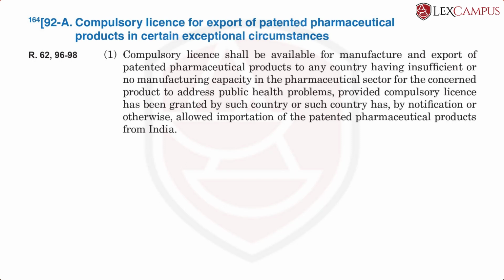So what is the requirement? There is a public health problem in that country. The country does not have capacity, or it has insufficient manufacturing capacity, and the country has issued a compulsory license or at least a notification allowing importation of patented pharmaceutical products from India. Now this provision is there to secure the rights of the Indian companies or any company that is having its manufacturing setup in India. It should not be that the company in India has manufactured everything and then it realizes that it cannot supply to the foreign country because the laws of the foreign country do not allow importation of patented products. So the first requirement is that there should be a requirement in the form of a compulsory license or a notification allowing for the pharmaceutical products that are manufactured in India to be imported into that country.